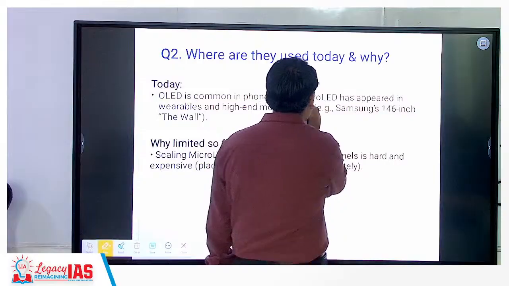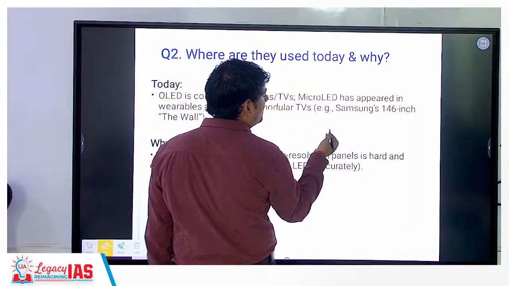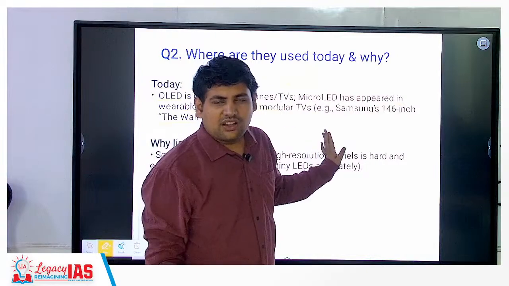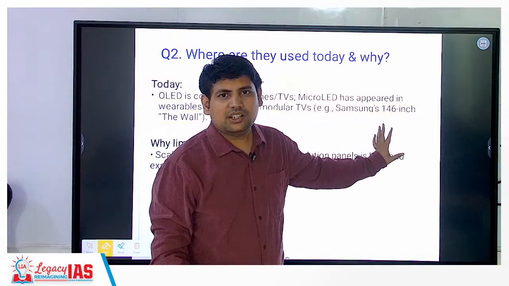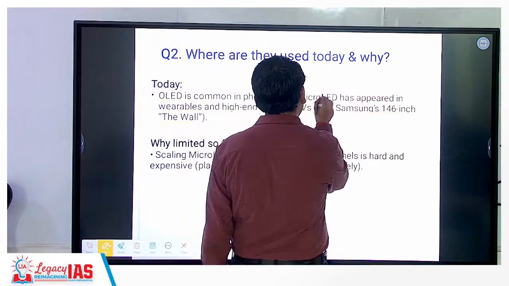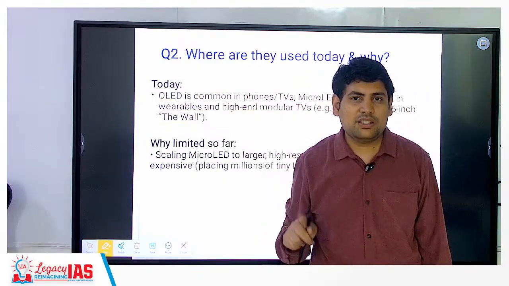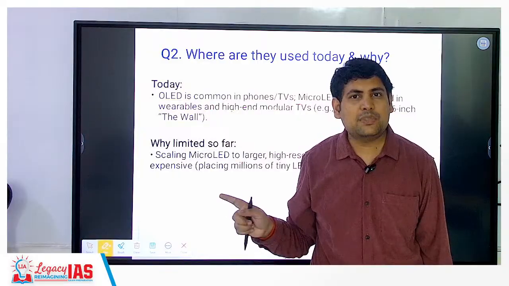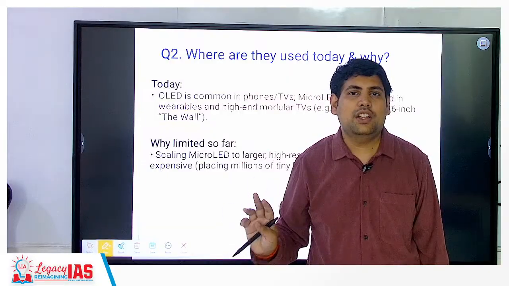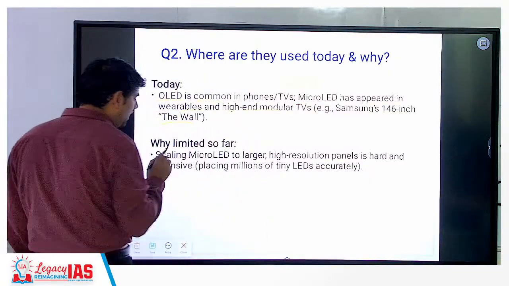Now micro LEDs have appeared in wearables and high-end modular TVs. Example: Samsung's 146-inch The Wall. Basically some very high-cost, experimental TVs are using it. The claim is that micro LEDs have a future, so India is thinking that OLEDs and LCDs are mostly captured by China, correct? So what we should do is invest in micro LEDs and take a first-mover advantage. This is the plan.